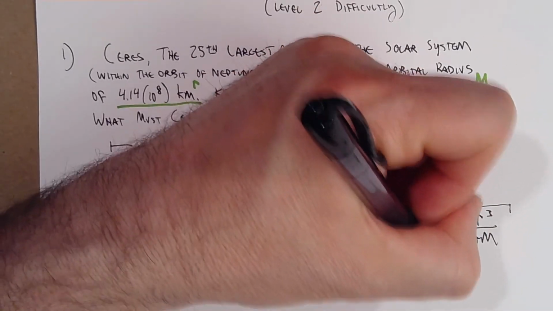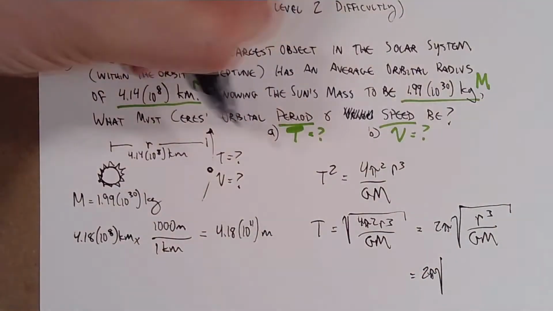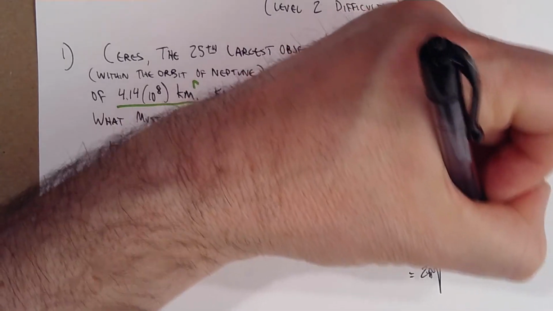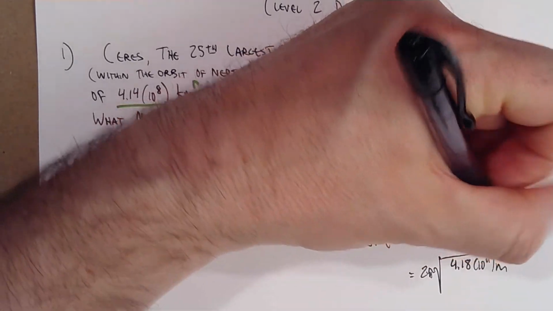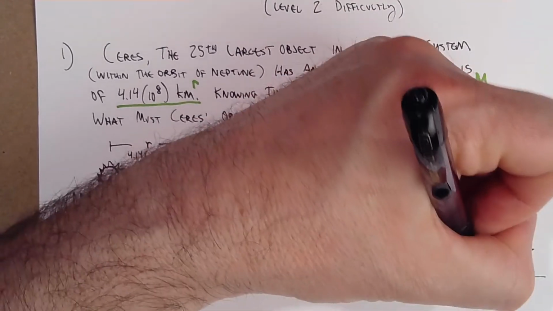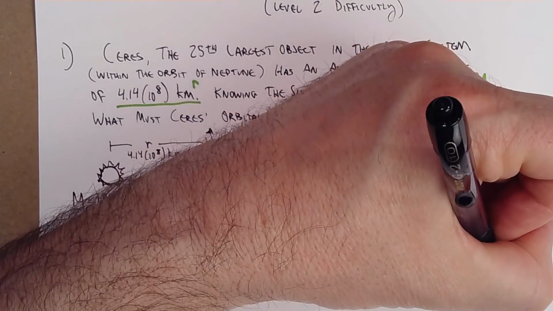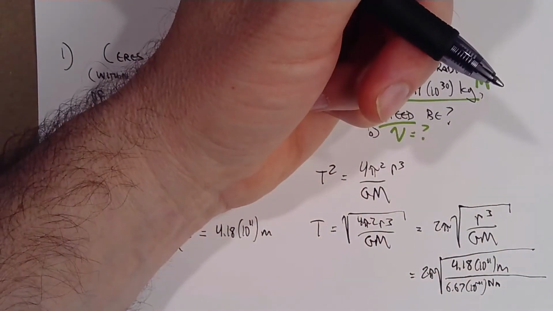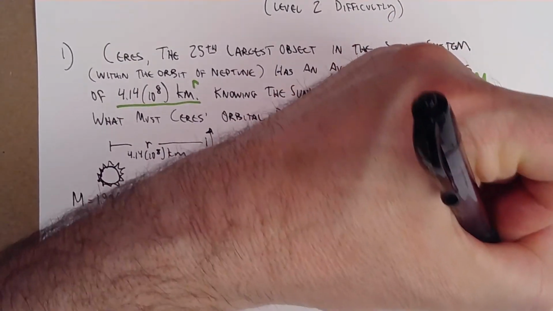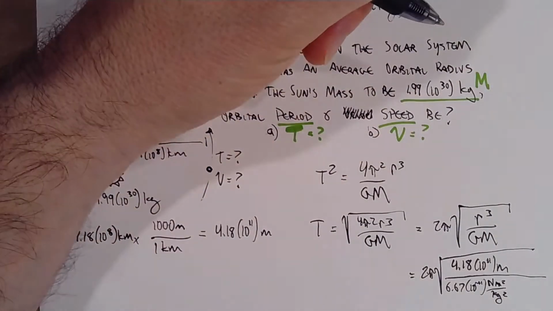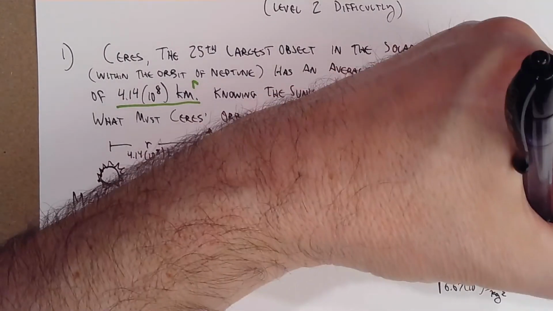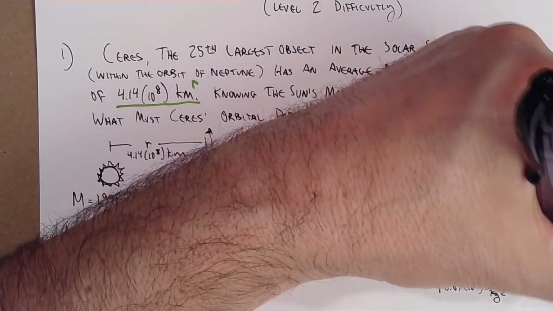So we have 2 pi square root. Don't forget to use our converted orbital radius, 4.18 times 10 to the 11th meters, divided by 6.67 times 10 to the negative 11th newtons meters squared per kilograms squared. And the mass of the sun is 1.99 times 10 to the 30th kilograms.